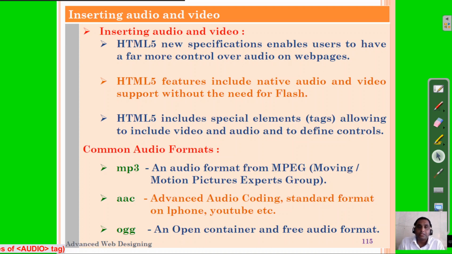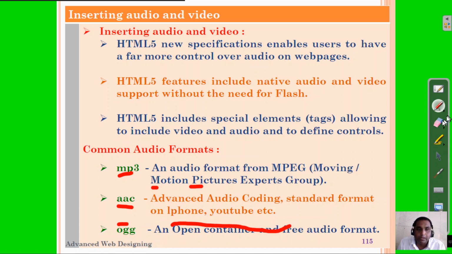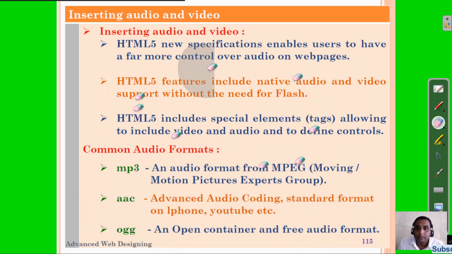HTML5 includes special element tags allowing you to include video and audio and to define the controls. Some common audio formats are MP3, AAC (Advanced Audio Coding), MP4 (MPEG-4), OGG (an open container), and a free audio format. Okay, these are the common audio formats.